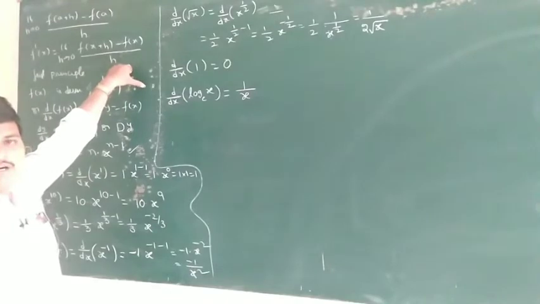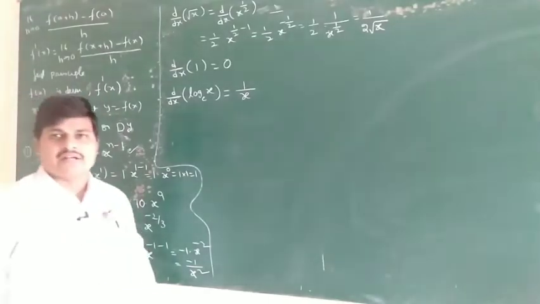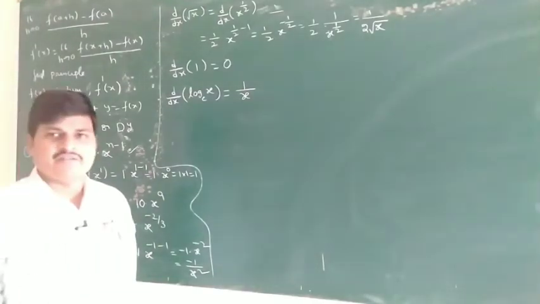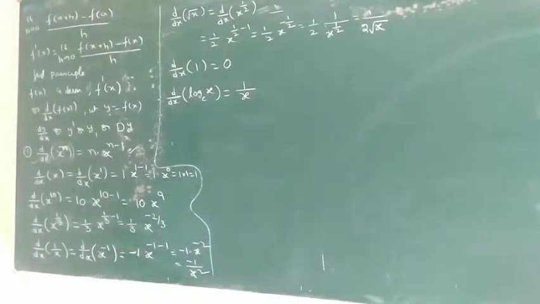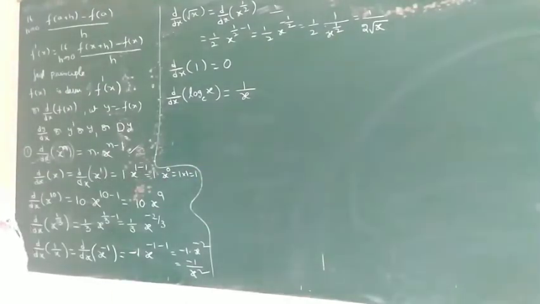Using the first principle formula, you can find all derivatives. You can find any function's derivative by using the formula f dash of x is equal to limit h tends to 0 of f of x plus h minus f of x by h. Any function's derivative can be found using this. Okay, derivative of log x is 1 by x.